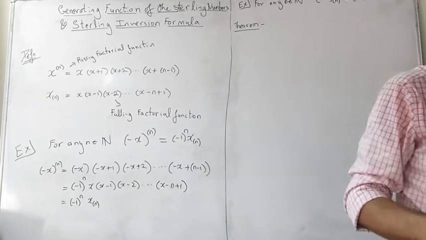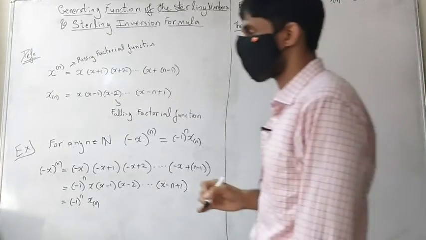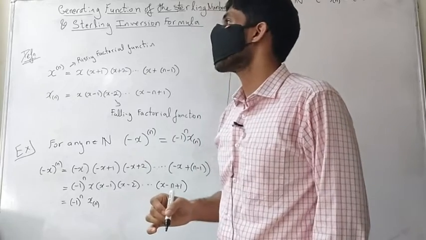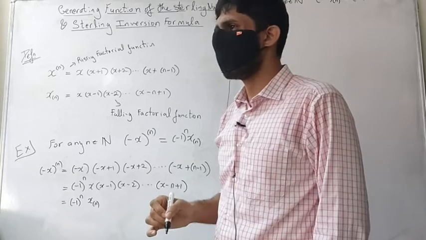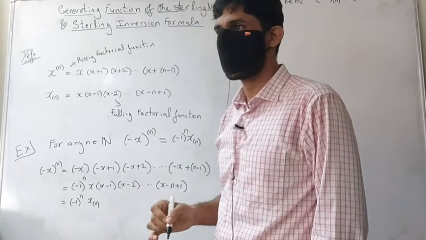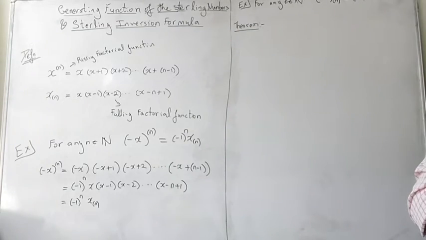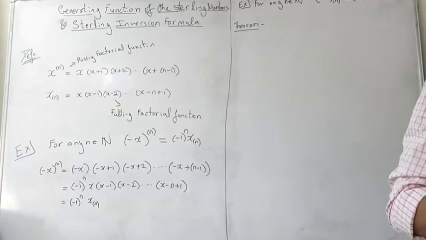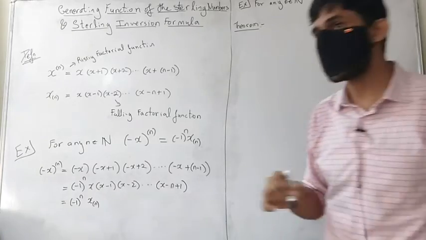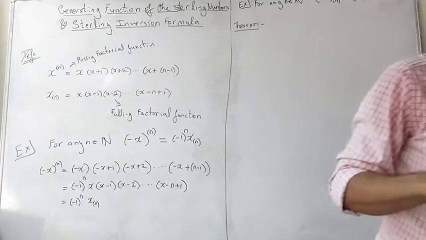So the generating function of this is in fact the... what is it called? We call it the simple generating... what was the term we had used? Ordinary generating function. Okay, this is in fact the ordinary generating function of the unsigned first Stirling number. So this is the generating function of the unsigned first Stirling number.